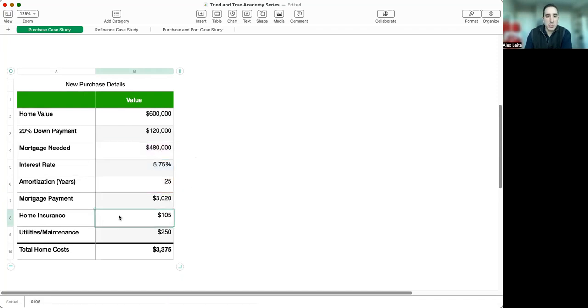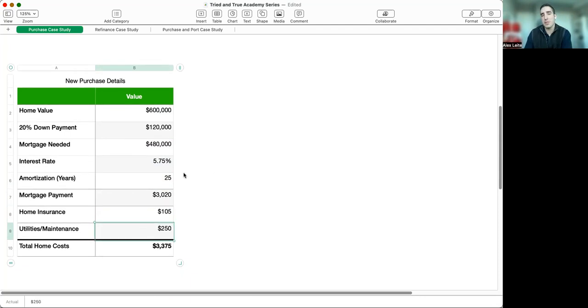Okay. Home insurance, if it's a detached home, semi-detached, townhome, probably looking around $100, somewhere in that range, $105. And your utilities every month, water, hydro, gas, electrical, those types of things. We just added in, plus we added in maintenance in there, about $250, okay?